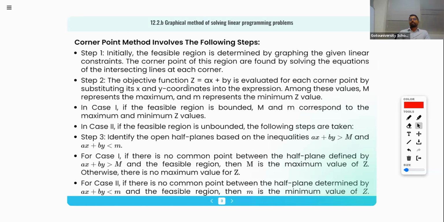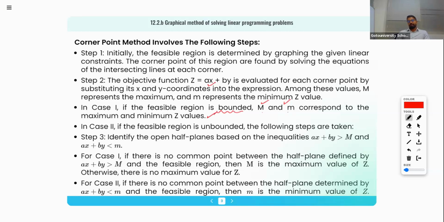Step 2: the objective function z equals ax plus by is evaluated for each corner point by substituting the x and y coordinates into the expression. We already did that, right? In case one, if the feasible region is bounded, what is bounded? We have a limit, right? So M and m, that is maximum and minimum, correspond to the maximum and minimum value.